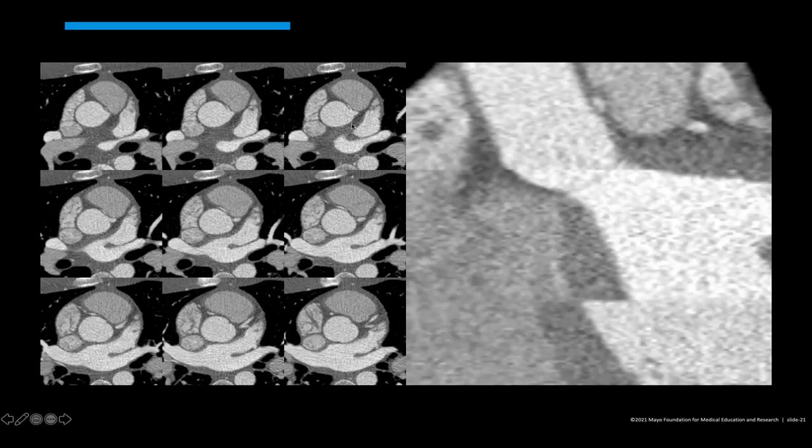Yeah, so this is another example of an anomalous origin and course. In this case, it's the right coronary artery that is arising from the left main coronary artery. And you can see it follows the course of the aortic root in cross section. It is narrowed in the AP direction. And so both of these findings would suggest that it has an intramural course, that it's in the wall of the aorta for a short distance.